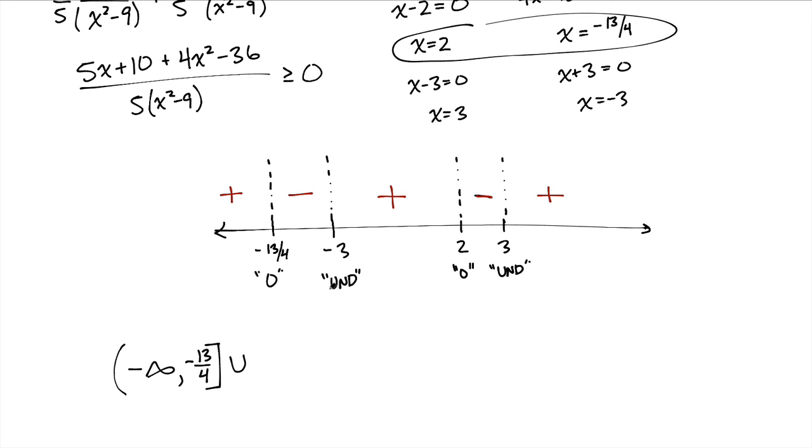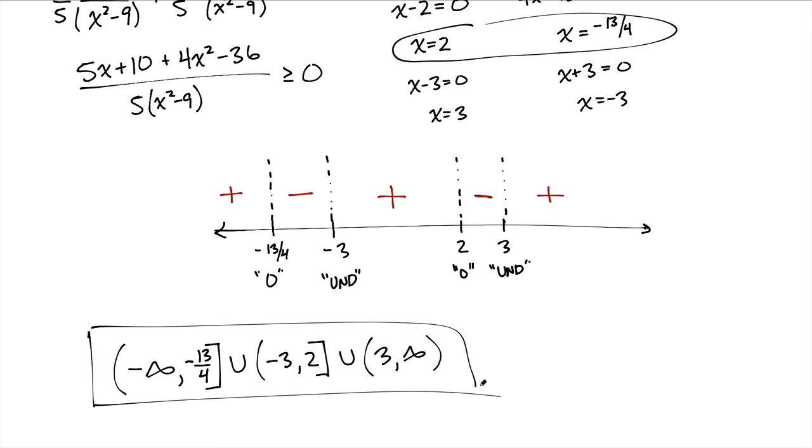Okay, we also have this interval between -3 and 2. At -3 it's undefined, so I can't include that. But at 2 it's equal to 0, so we will include that because, again, we want greater than or equal to 0. And finally we have this last interval from 3 to the right forever to infinity. And at 3 it's undefined, so we can't include that. And of course we never include infinity. So this is our solution to that rational inequality.